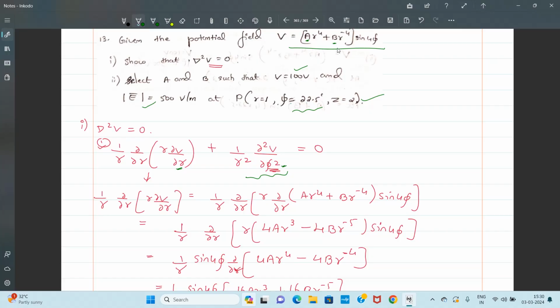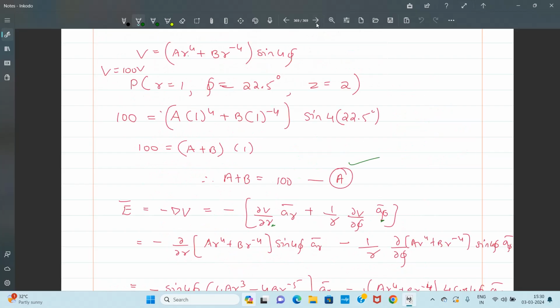So in the second part, they're asking you to find the value of A and B. Conditions are given that the potential is 100 volt and intensity is 500 volt per meter at a particular point. Okay, so this is one condition. This is the second condition. Using these two, you can find out the constants A and B. So that is how it is done here.